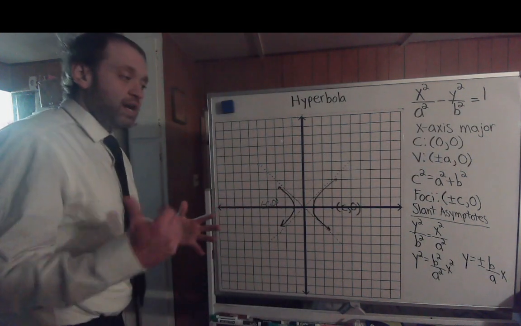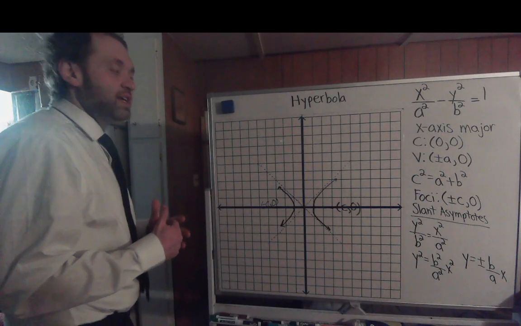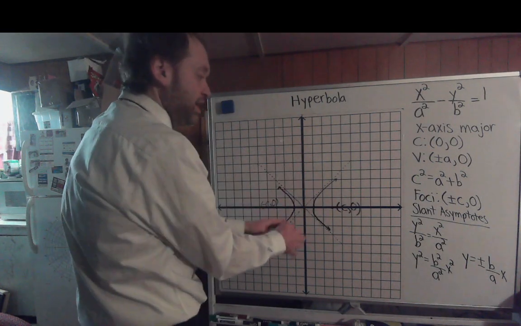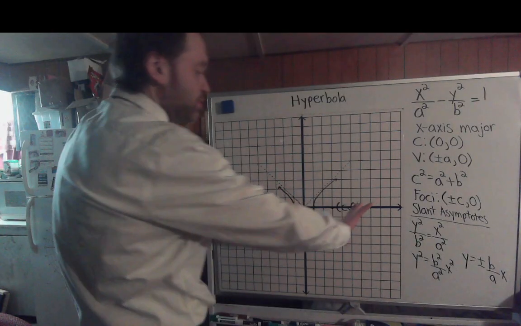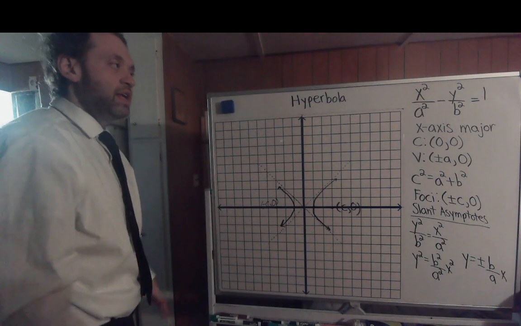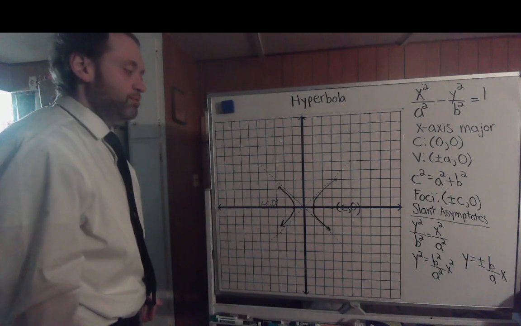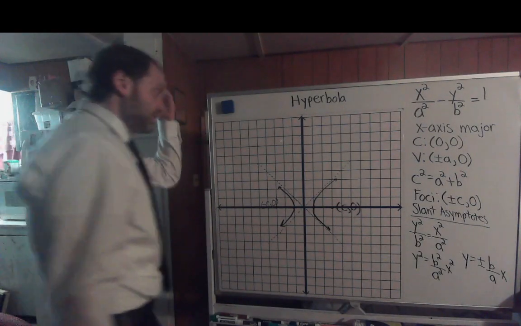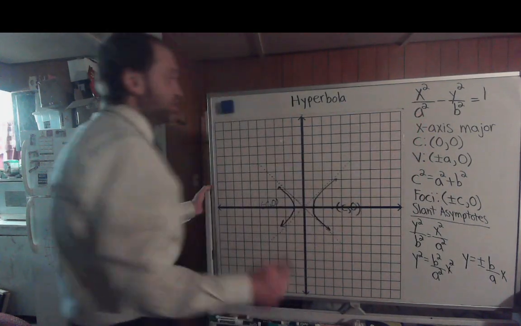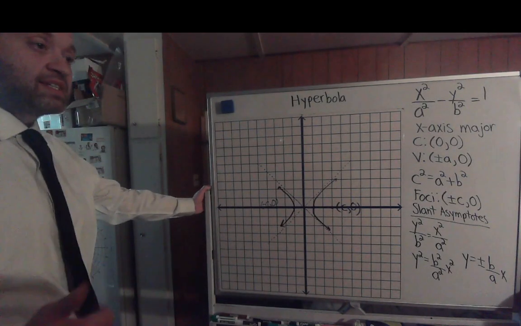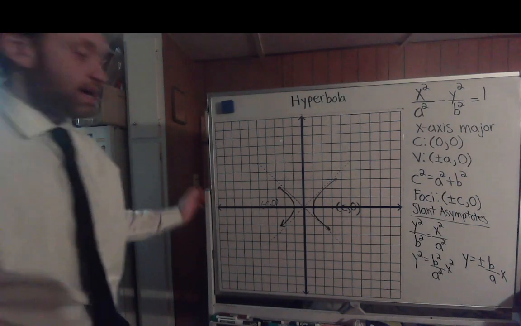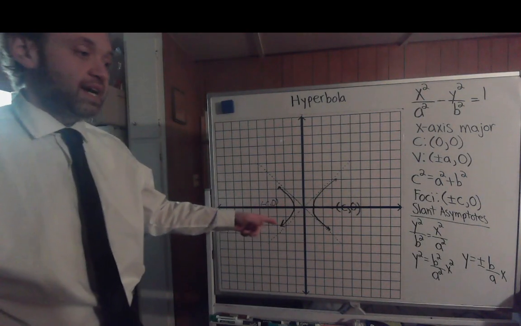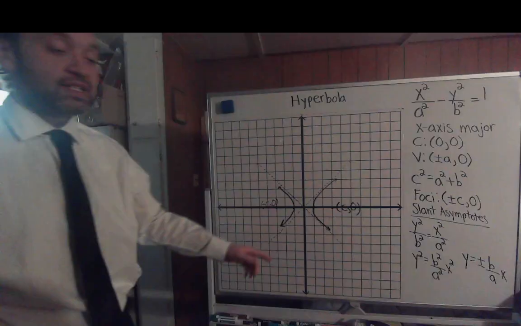Also, with hyperbolas, you can almost think of it as if you took an ellipse, split it in half, and then folded the sides over away from each other. That's almost what a hyperbola resembles. Now, this is the x-axis as the major axis. If the x-axis is the major axis, that means the hyperbola is symmetric with the x-axis, so it's going to run along the x-axis.